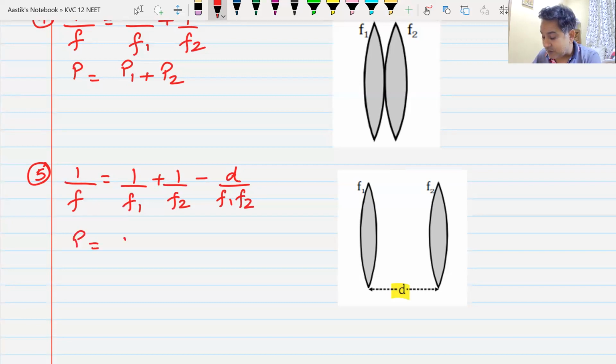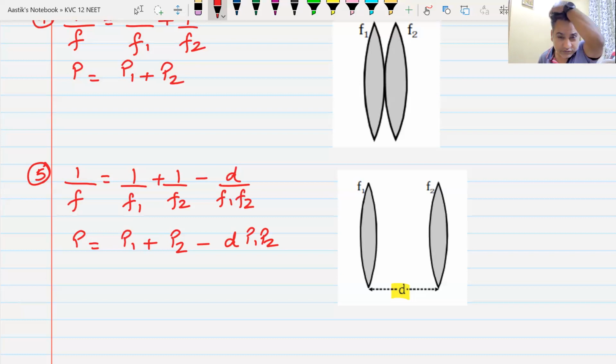You can write the same formula in terms of power. The total power of the lens combination will be P1 plus P2 minus d times P1 P2. So these are the formulae that you have to remember for combination of two lenses. We'll also see formulae for combination of lens and a mirror. But let us first try to understand this. This combination behaves as a lens. Remember, the combination of two lenses or three lenses will always behave like a lens.